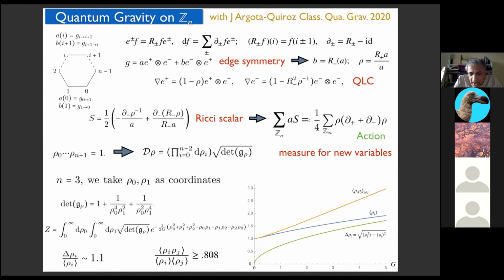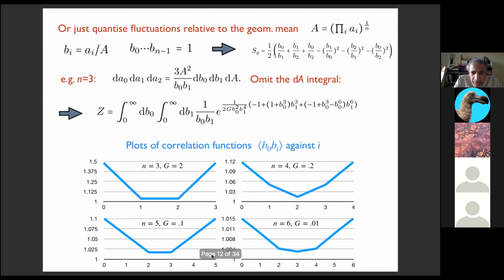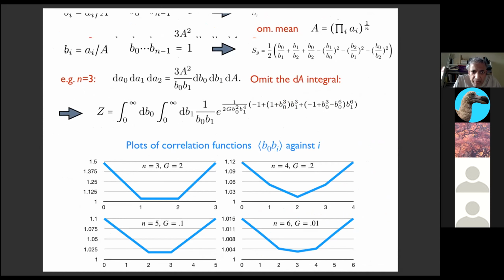Okay, I'm going to just leave it at that because I've run out of time. Well, I wanted to show you one thing. That was for n equals 3. For the general case, it's easier to analyze a relative version of the theory. In the relative version, we don't look at the AI, but the AI divided by the geometric mean. So instead of the AIs, we work with the BIs, B0 and B1, and the geometric mean. And then when we do the integrals, we don't do the A integral. That's a different way of handling the L divergence.